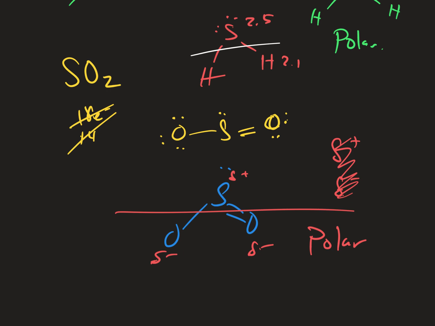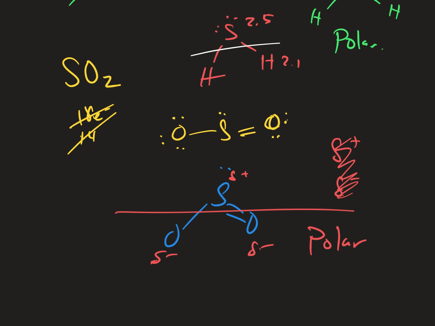Okay? So another easy thing, Elizabeth, is if you have lone pairs around the central atom, and this is for everybody really, if you have lone pairs around the central atom, it's a polar molecule. It is. Okay.